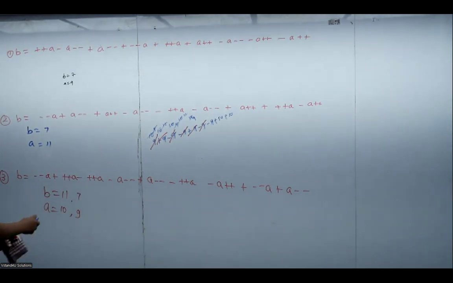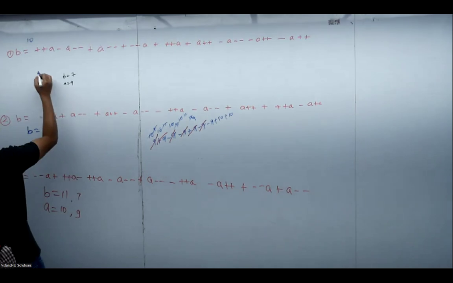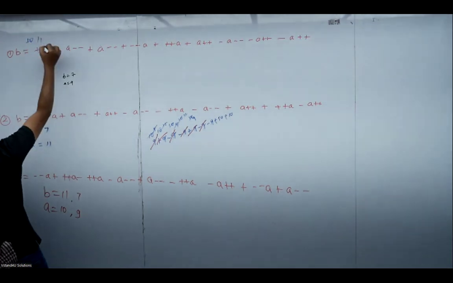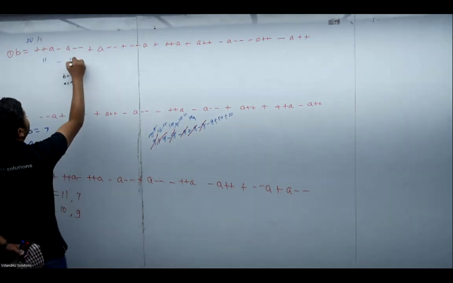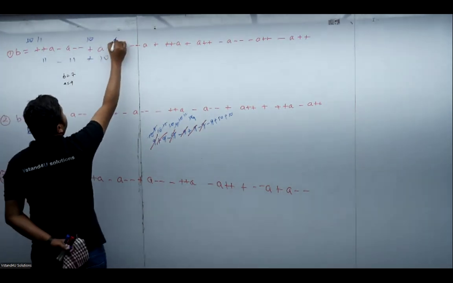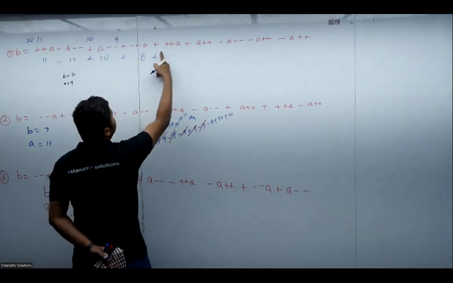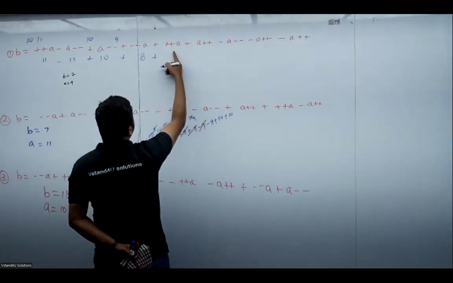Okay, sir. First thing first, whatever the current value is there, we have to make it increment and use it. Done. 11. Then minus, first you use the current value, then ensure to decrement it, plus use the current value, ensure to decrement it, plus decrement the value and use it. Done. Then increment the value and use it, say 9.